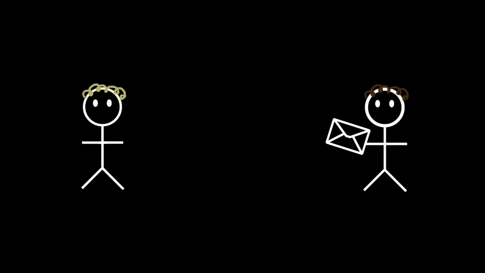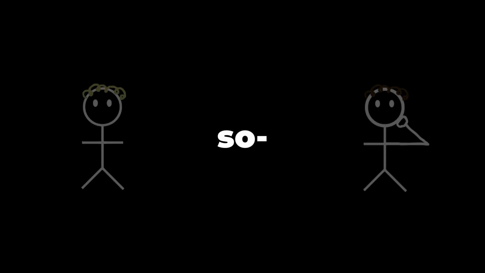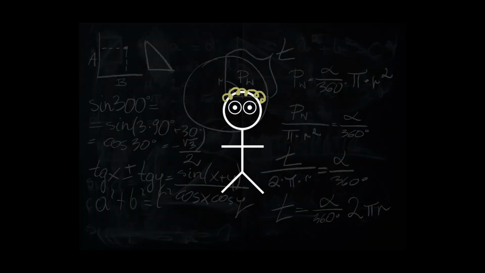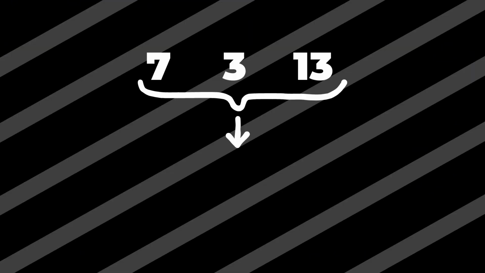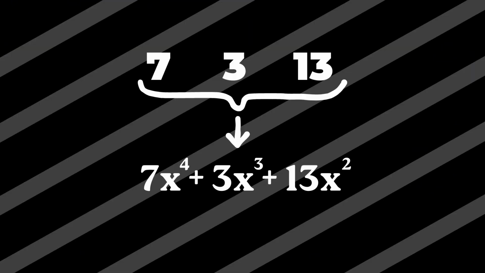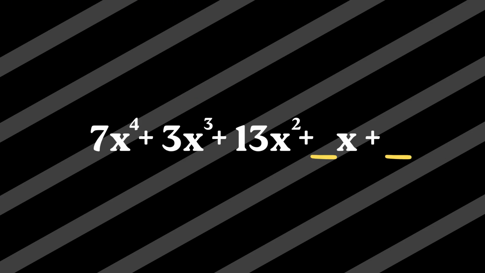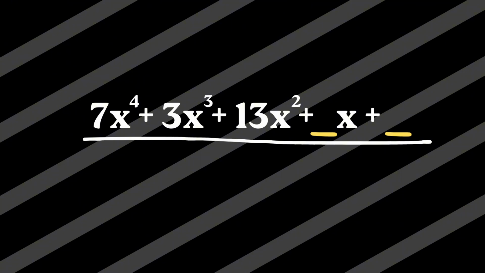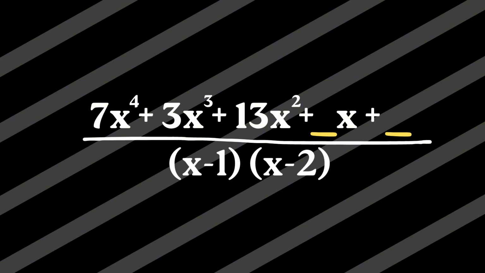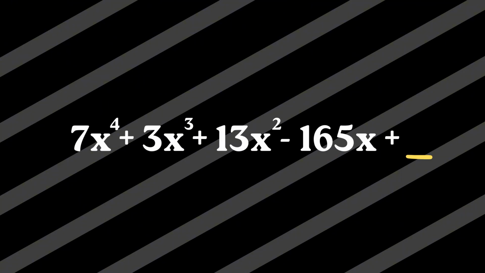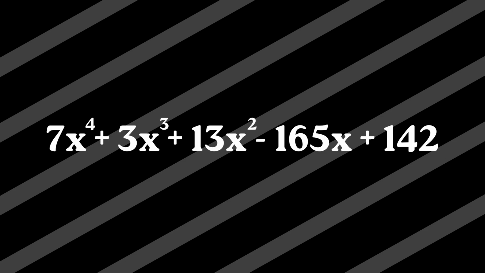Pick 3 numbers, 7, 3, and 13. I could send you these numbers, but then you'd have no clue if something went wrong. So what do? Well, I hope you remember algebra, because I want you to treat those 3 numbers as the first 3 coefficients of a quartic. Don't worry, I won't make you do any maths. Now, I'll add 2 extra numbers so that this quartic is divisible by both x-1 and x-2 with no remainder. Those numbers are negative 165 and 142.